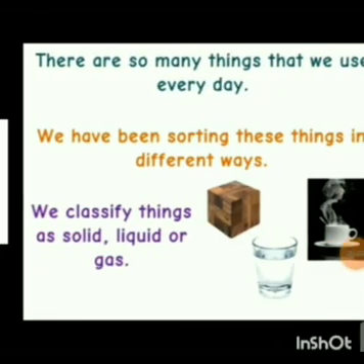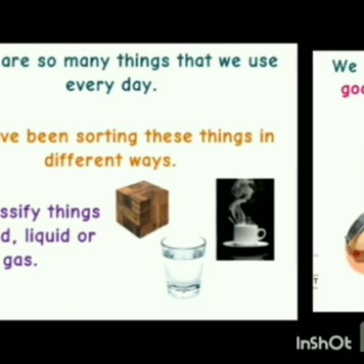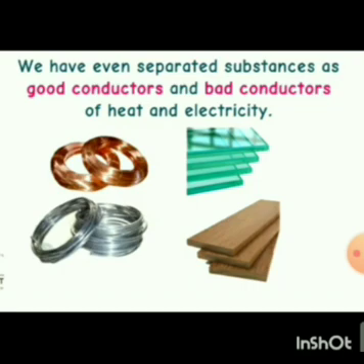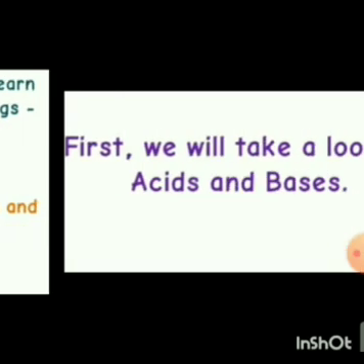Bases and indicators. There are so many things that we use every day. We have been sorting these things in different ways. We classify things as solid, liquid or gas. We have even separated substances as good conductors and bad conductors of heat and electricity. In this lesson, we are going to learn one more way of classifying things: acidic, basic or neutral. This lesson is about acids, bases and salts.